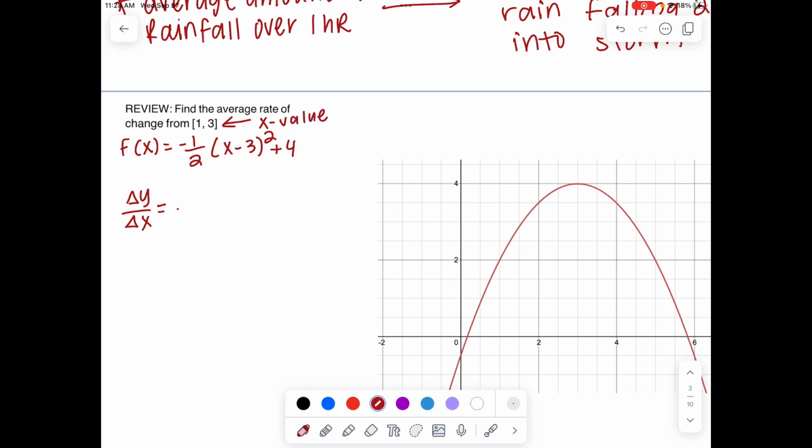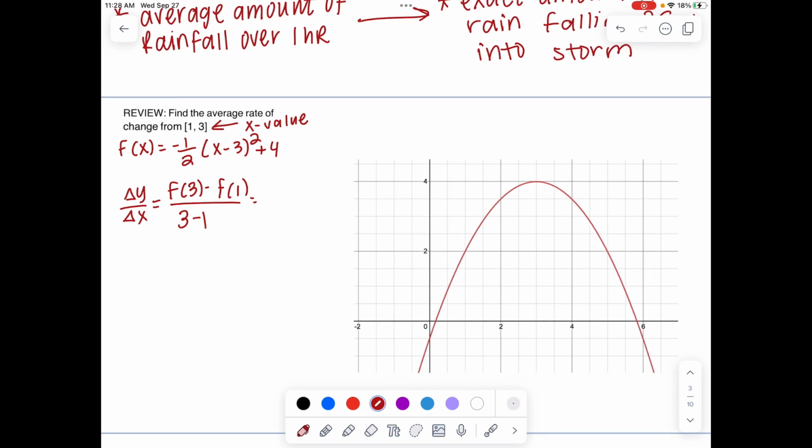So our change in x is going to be 3 minus 1. Now we need to find what our change in y would be. So it'd be f of 3 minus f of 1. We could plug those numbers into our equation, but luckily we're provided the graph over here. So let's figure out the points. We have 1 here, and this is 1, 2. Our 1 is the x value of our interval, and then 3 is over here.